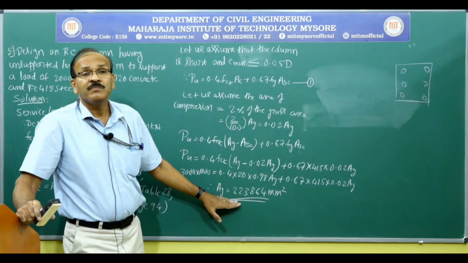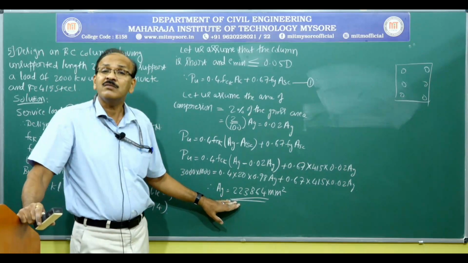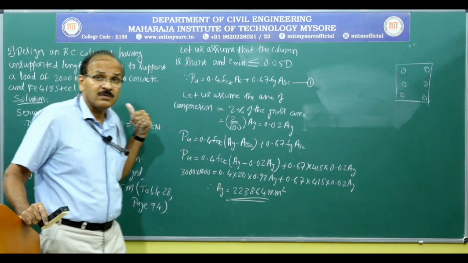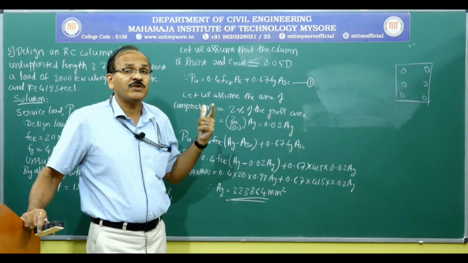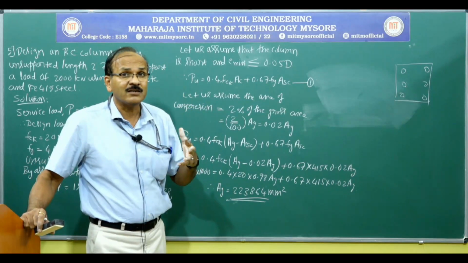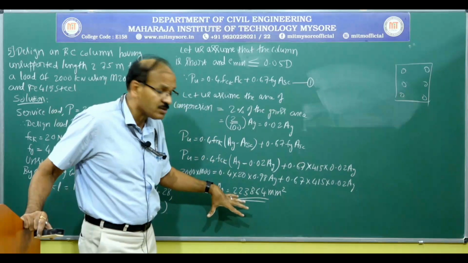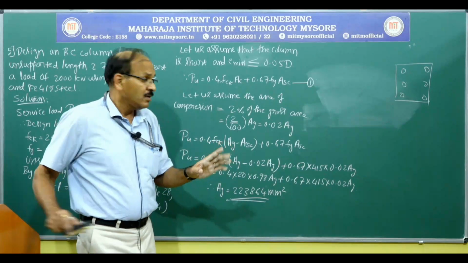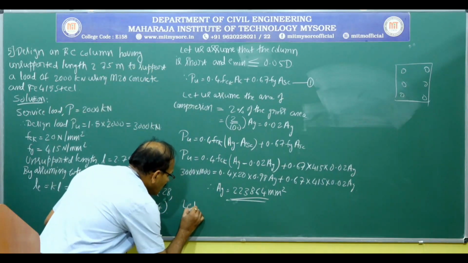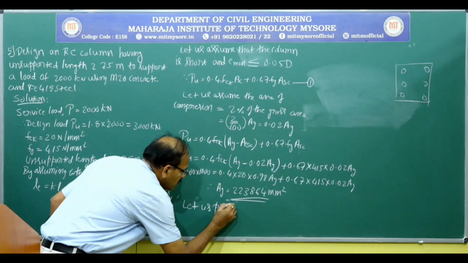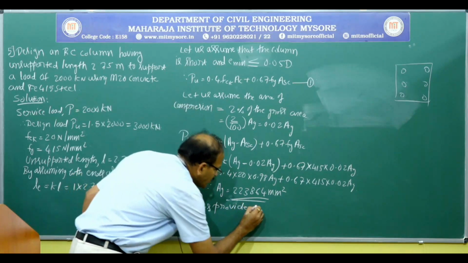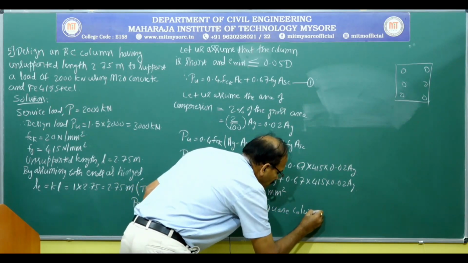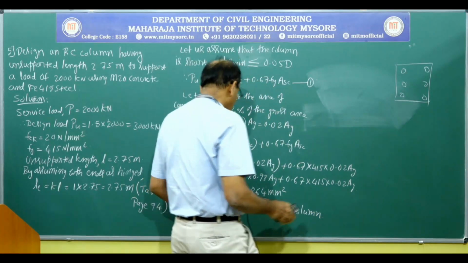Here comes the question whether we have to provide a square column or a rectangular column. In this problem, nothing is mentioned whether we have to provide a square column or a rectangular column. In this case, for my convenience, I am going to go for a square column. So let us provide a square column.